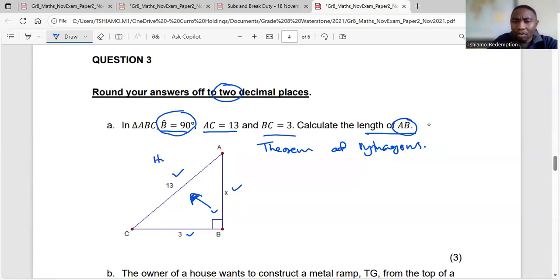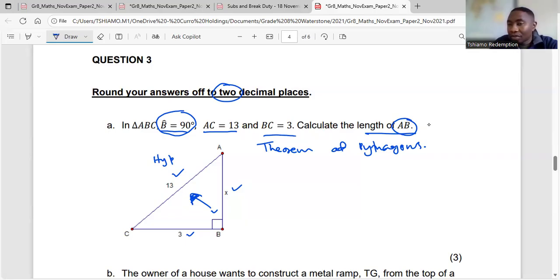Remember, what is the hypotenuse? The hypotenuse is always opposite the right angle. So the side that is facing the right angle is always called the hypotenuse. And also, it is the longest side of all the sides. So how are we deriving the formula in this case?